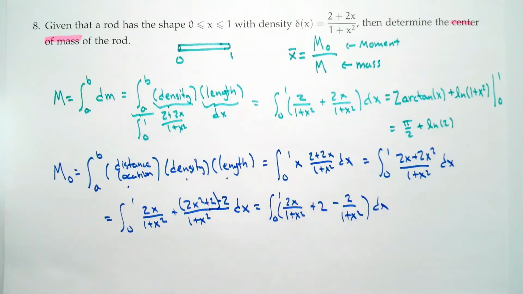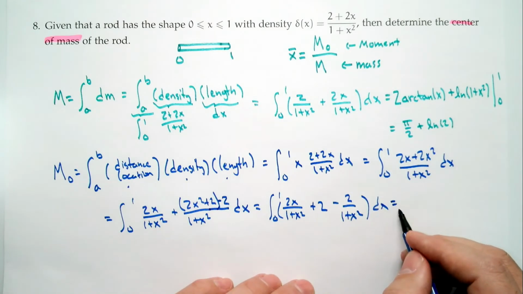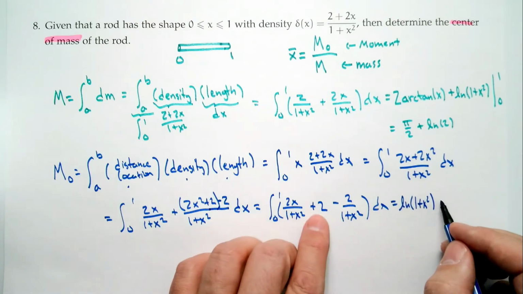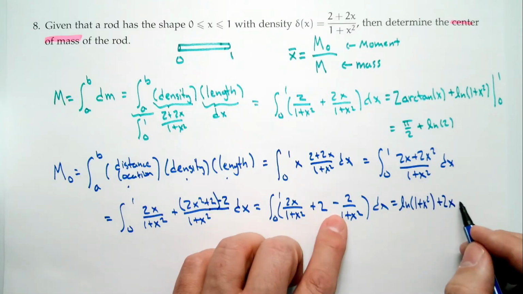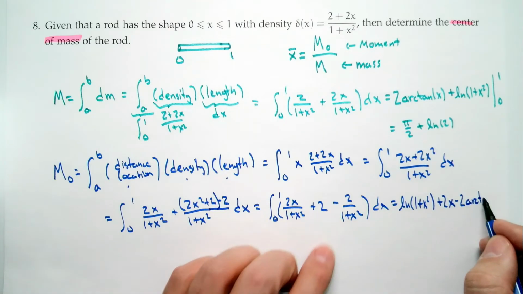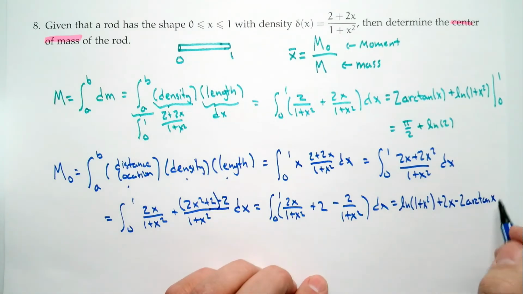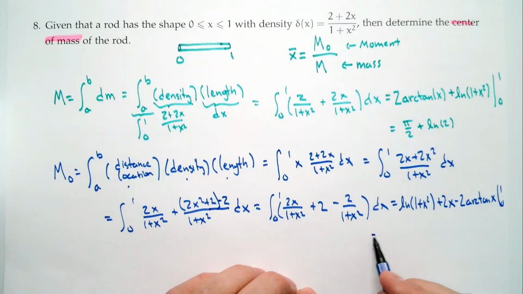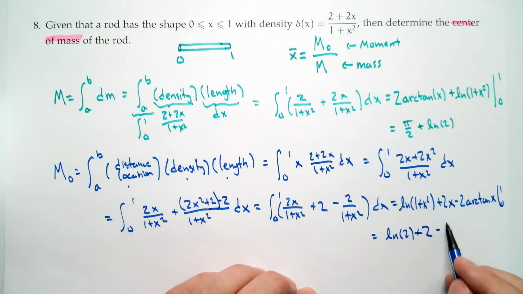And now we're ready to integrate. So, in fact, most of these terms are the same. It's the natural log of 1 plus x squared. The only thing that's different here is the 2. That becomes 2x, and then minus 2 arctangent x. And evaluate 0 to 1. Again, the good news, if you plug in 0, you get 0. So if you plug in 1, we get natural log of 2 plus 2, then minus pi over 2.